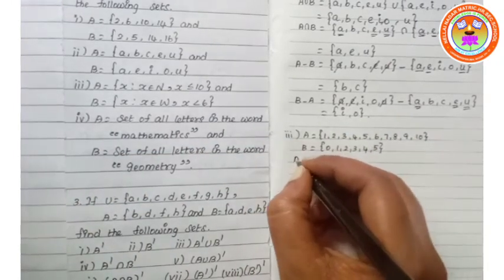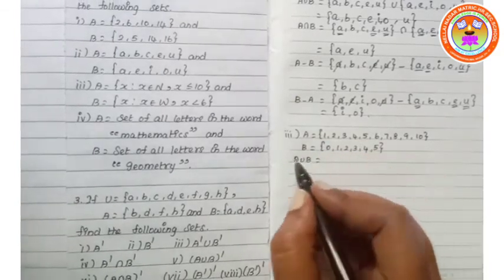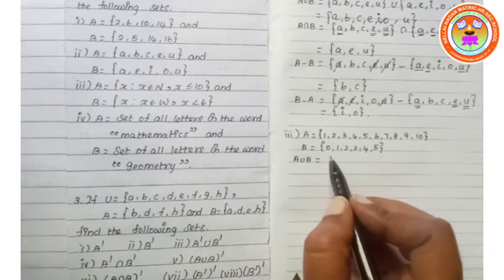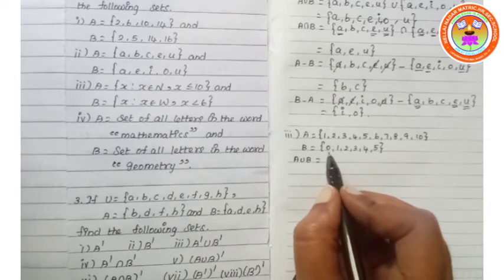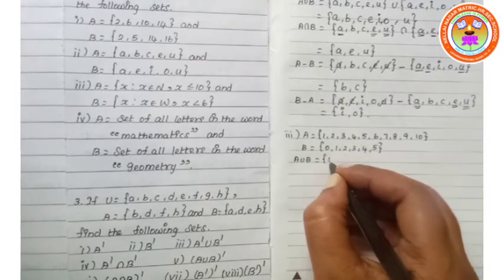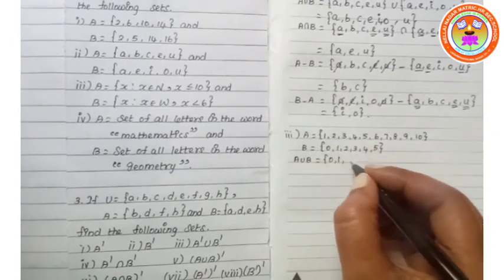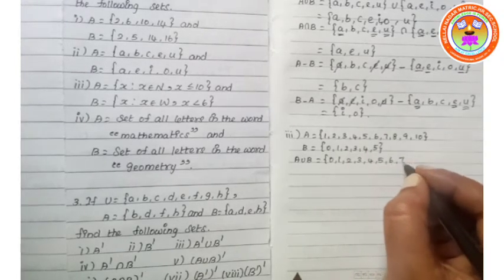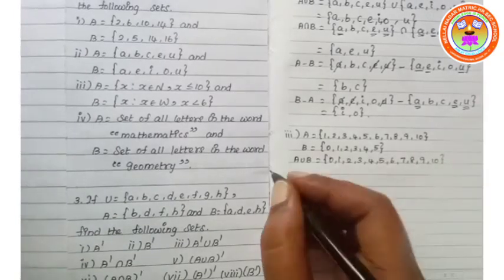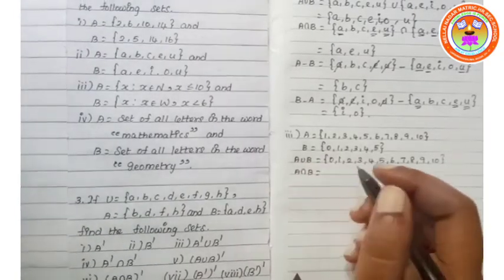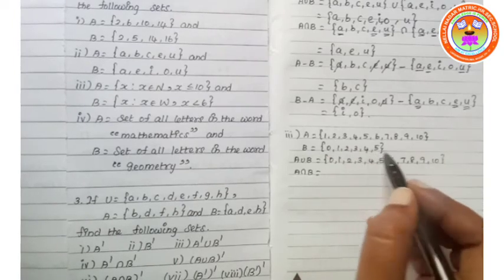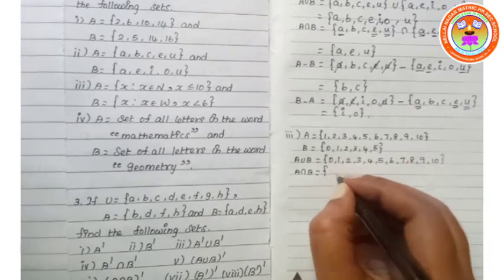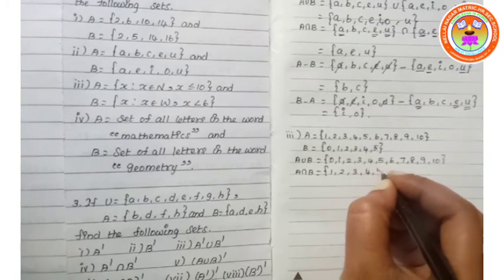So we have to find A union B. See here, A union B, we have to write all the elements from the set A and the set B. If any element is repeated, you should write it once. So here I can write in ascending order. So the starting number is 0, then 1, then 2, then 3, then 4, then 5, then 6, 7, 8, 9, 10. A union B. Now A intersection B. A intersection B is the common elements of the two sets. So what are the common elements? 1, 2, 3, 4, 5. So the common elements are 1, 2, 3, 4, 5.